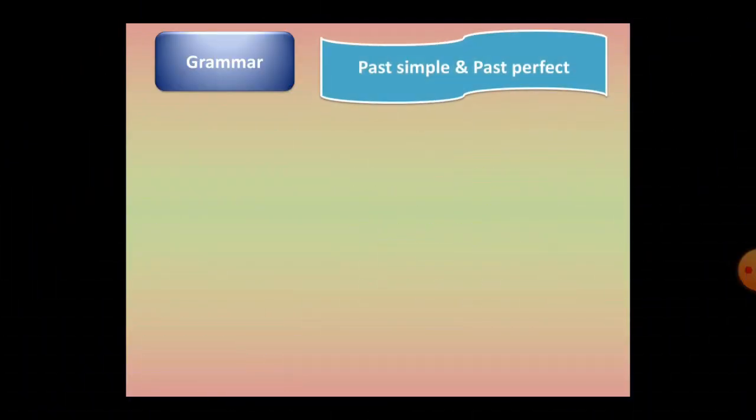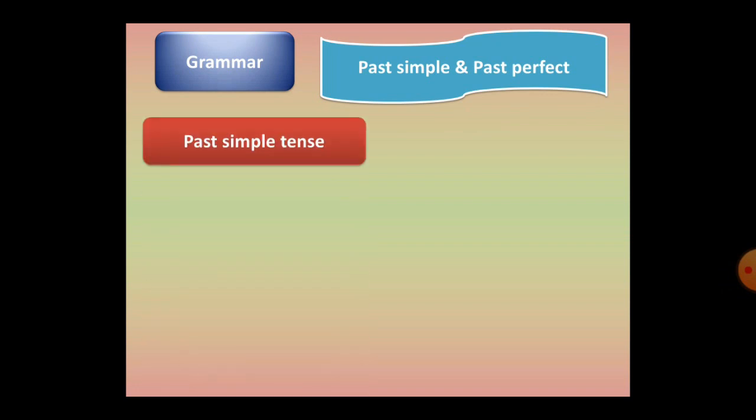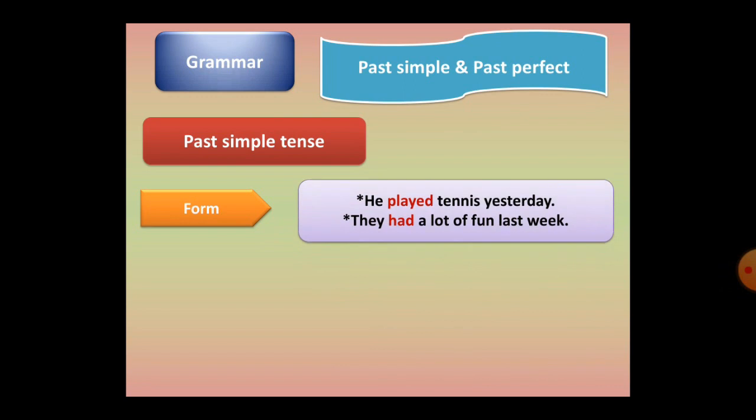which I referred to in the last lesson, past simple and past perfect. Here we will start with the past simple tense, which we have already taken in the first term, but we are going to remember it together. The form of past simple: He played tennis yesterday. They had a lot of fun last week. So here are two examples.